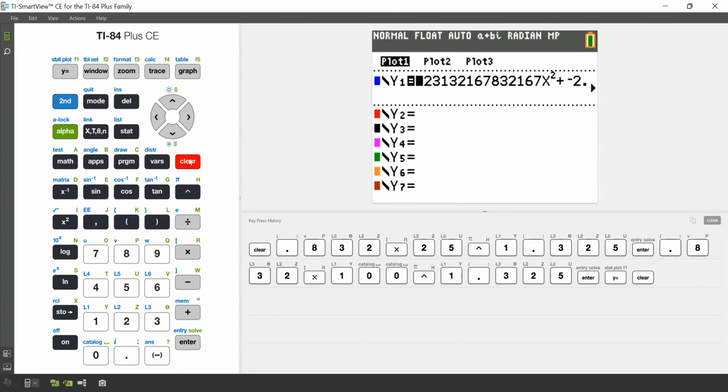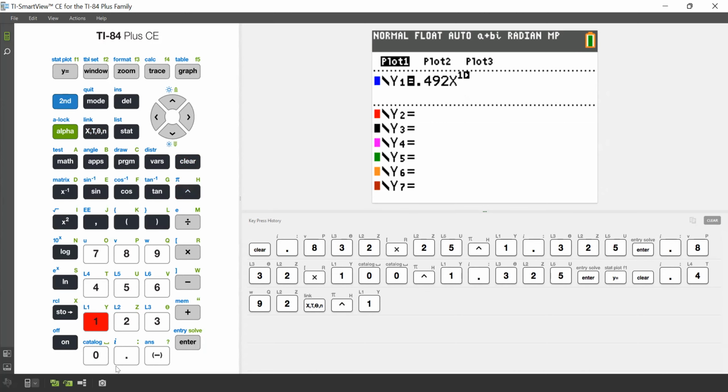Okay, clear out what we have in there. Okay, so I'm going to put in 0.492 times X to the 1.194.